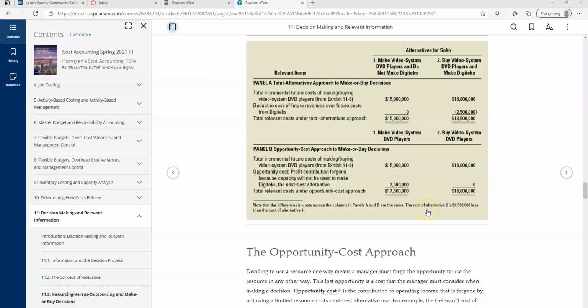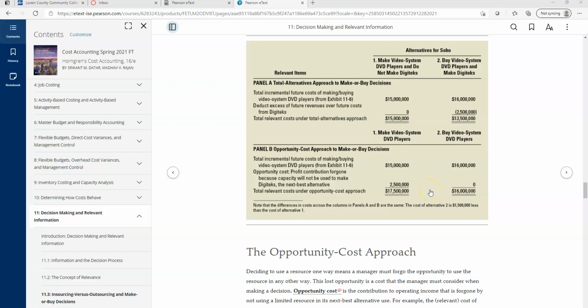So again, both panels, the outcome is the same. Cost of alternative 2 is $1,500,000 less than alternative 1. In panel B, the differential in cost is $1,500,000 as well.